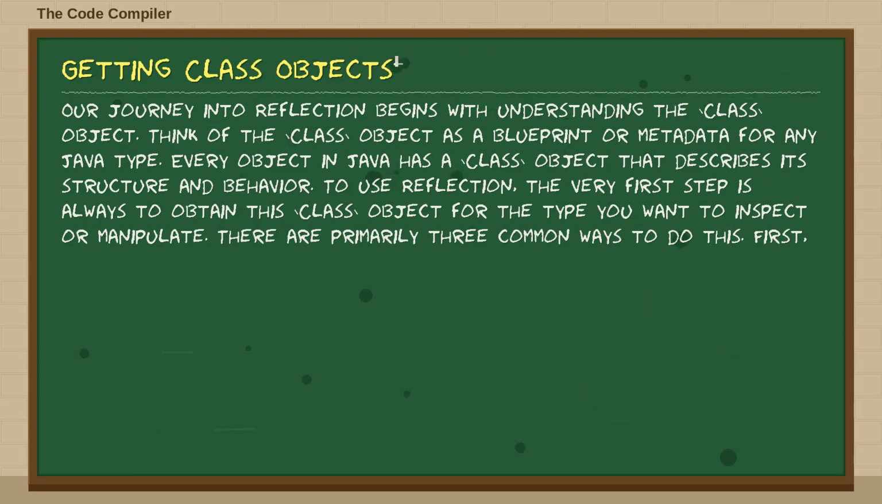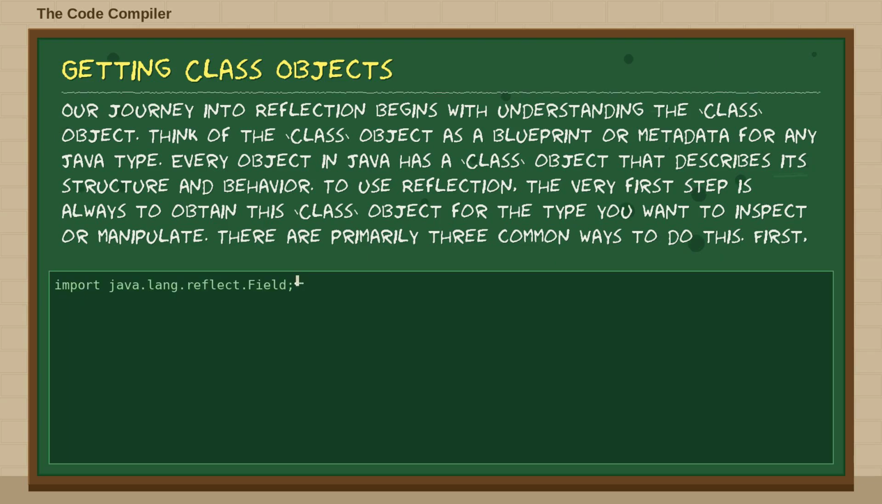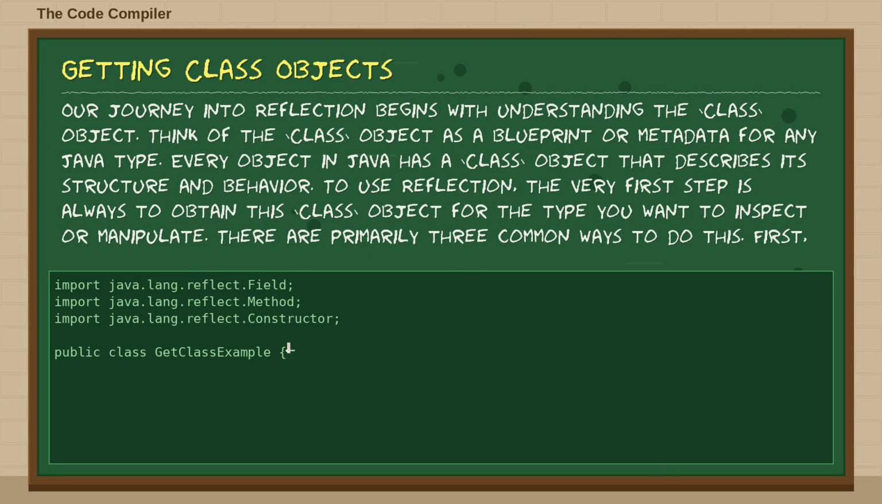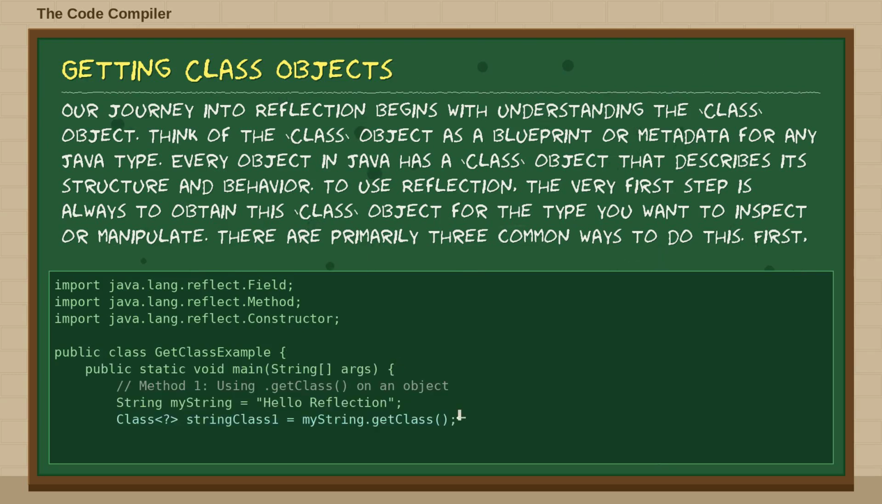First, if you already have an object, you can call its getClass method. Second, for any known type at compile time, you can use the .class literal, for example String.class. And third, if you only have the class name as a string, you can use Class.forName, which is very powerful for dynamic loading. Let us look at a quick example to see these in action.